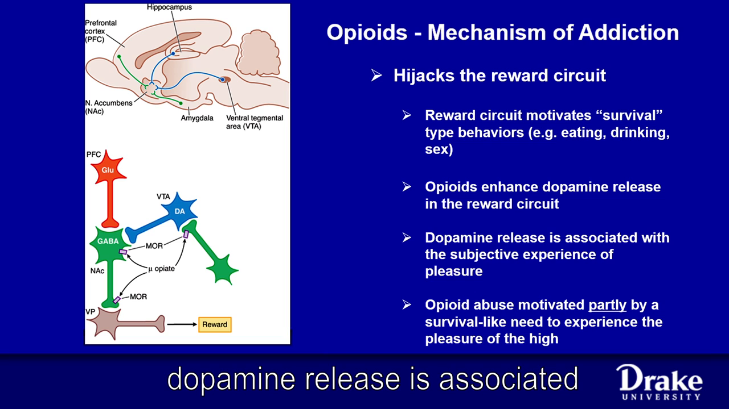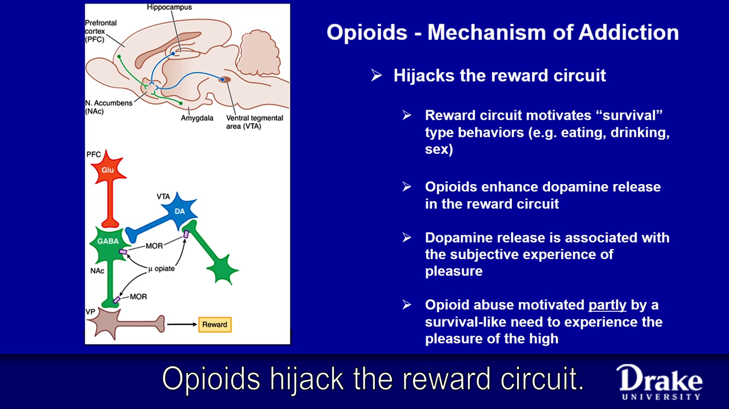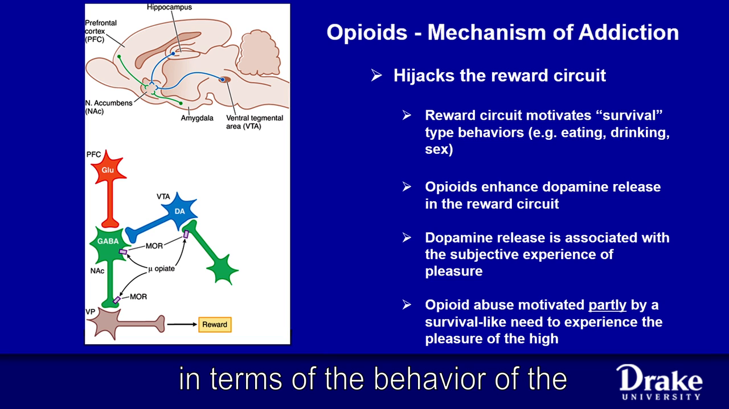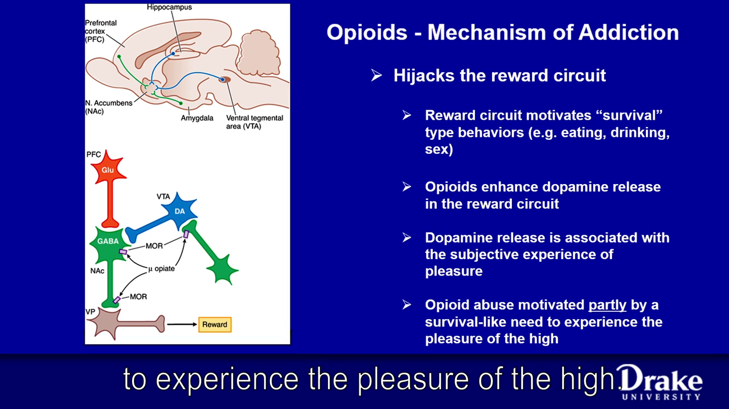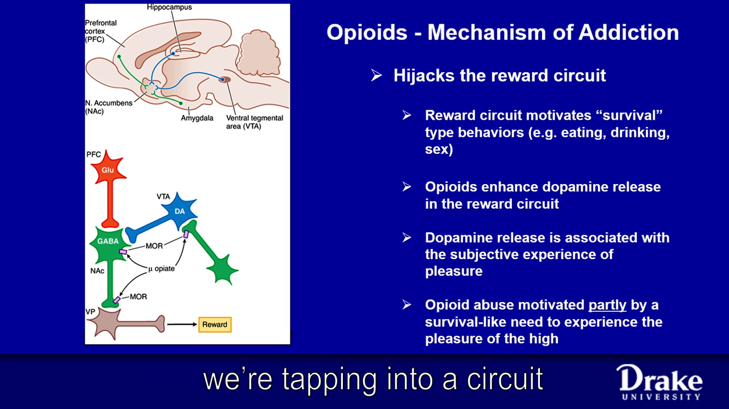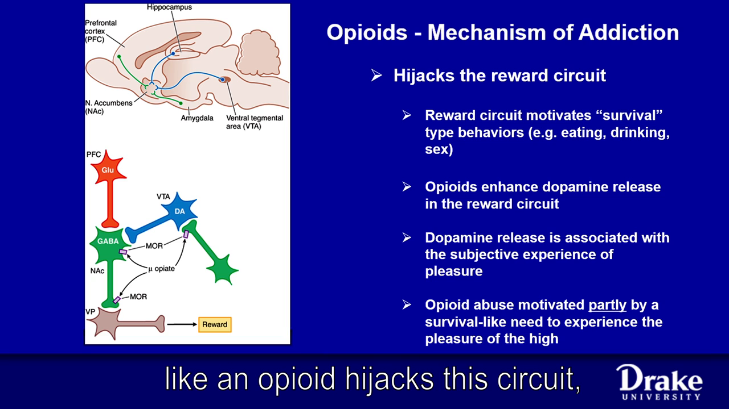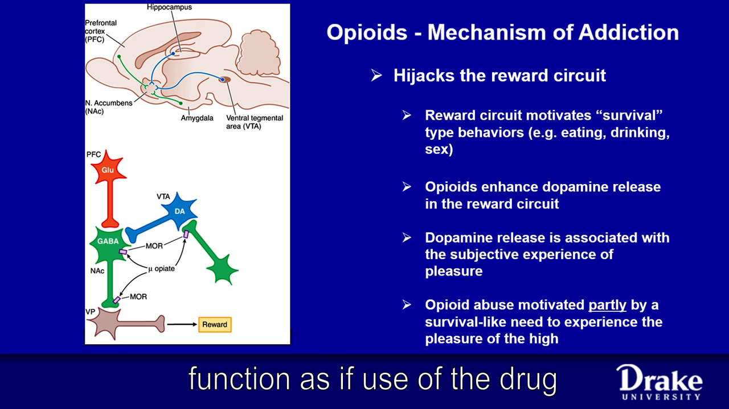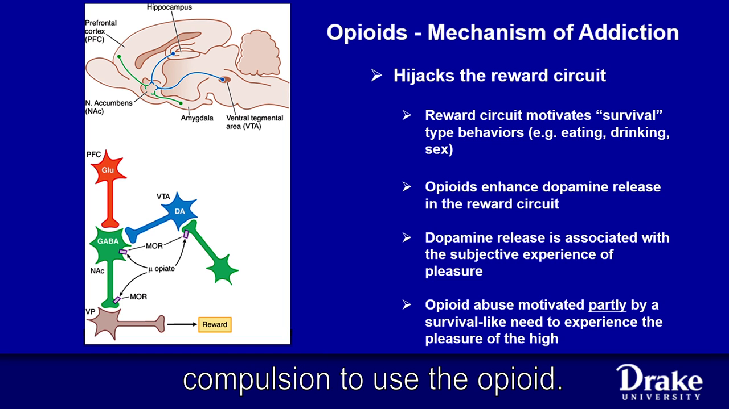So I've mentioned that dopamine release is associated with the subjective experience of pleasure. So what opioids do, opioids hijack the reward circuit. And the consequence of this in terms of the behavior of the individual is that opioid abuse is motivated, at least in part, by a survival-like need to experience the pleasure of the high. So remember, we're tapping into a circuit in the brain that has the normal purpose of motivating the organism to engage in survival-like behaviors. So when a drug of abuse like an opioid hijacks this circuit, what the drug is doing is it's making the brain function as if use of the drug is necessary for survival. And so what you have in the individual is an uncontrolled compulsion to use the opioid.